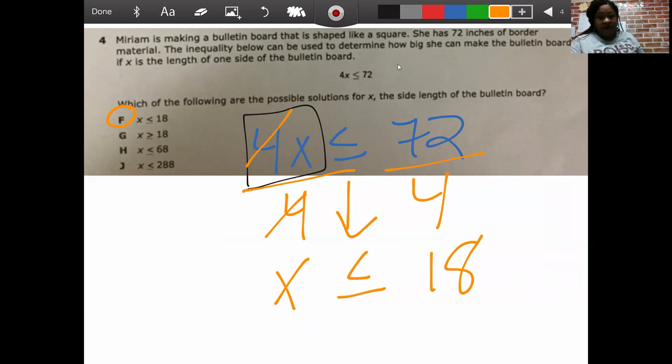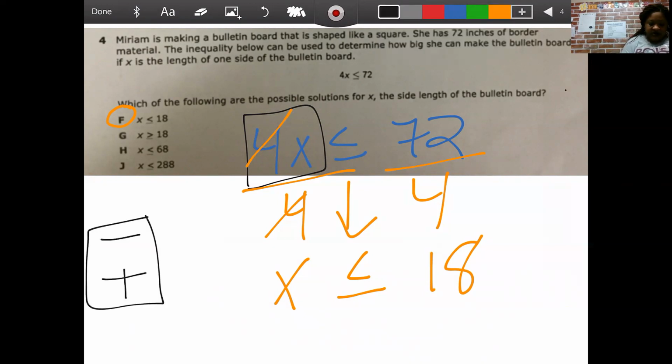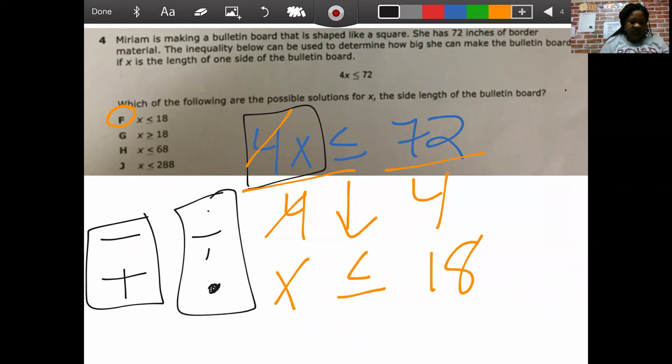Remember, you do the opposite operation. The only operations that go together are subtraction and addition. So if you see subtraction, you do addition, and if you see addition, you do subtraction. Division and multiplication. If you see multiplication, that means you divide. If you see division, that means you multiply. And you only move the number on the same side as the variable. Okay, you only move that number.